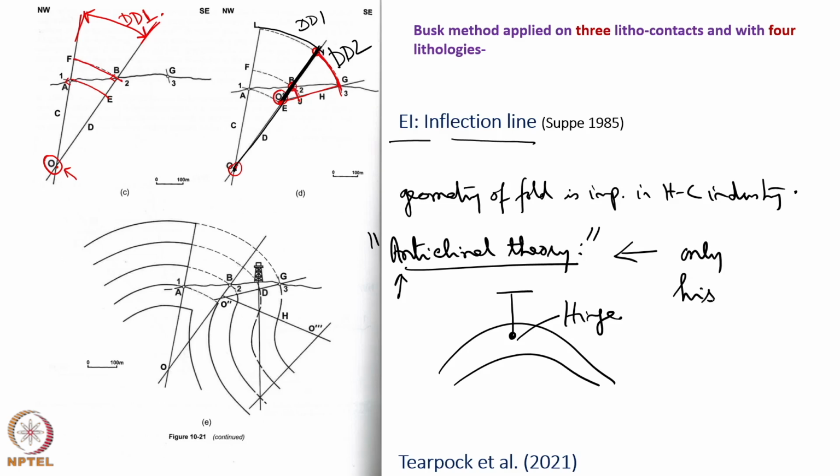So, this anticlinal theory right now has only historical relevance. Along with the Busk method and other techniques, we are able to extrapolate the fold geometry. Where the drilling site should be and how deep the drilling should go can be a strategic decision.